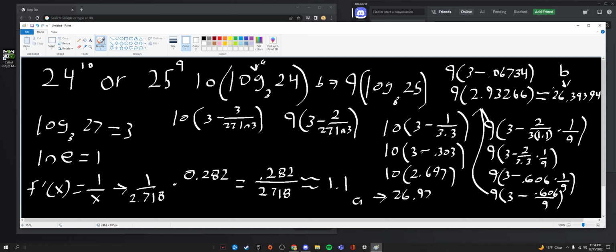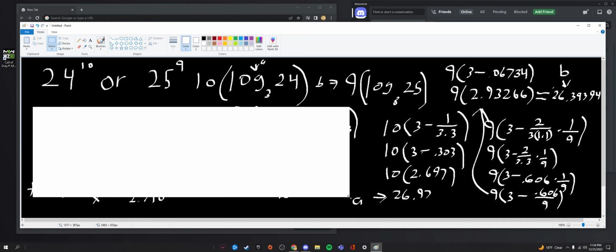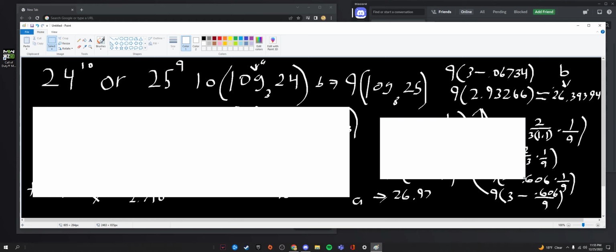Now, of course, 26.97 is in fact greater than 26.39394. Now, I estimated heavily on this whole thing. We're going to erase all this so I can have a quick elegant way to round out this not very elegant method.